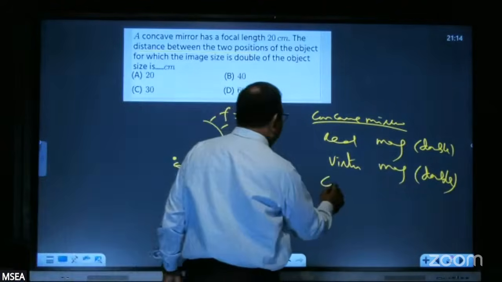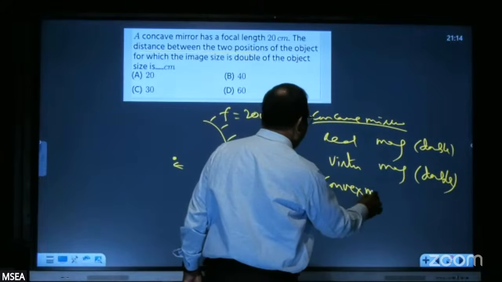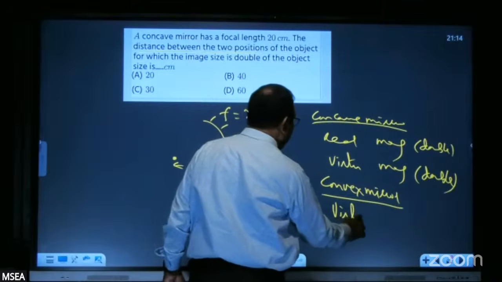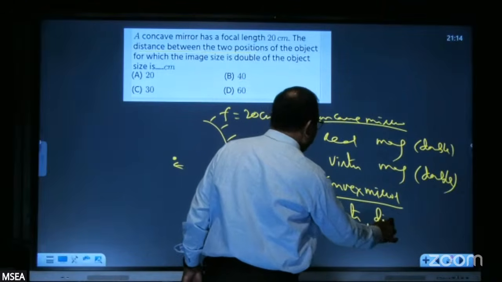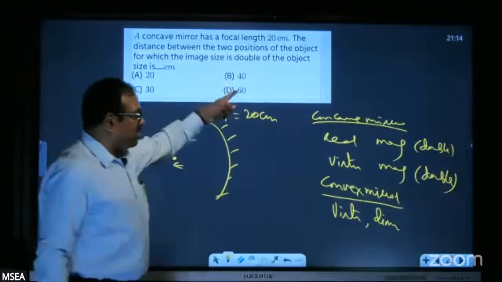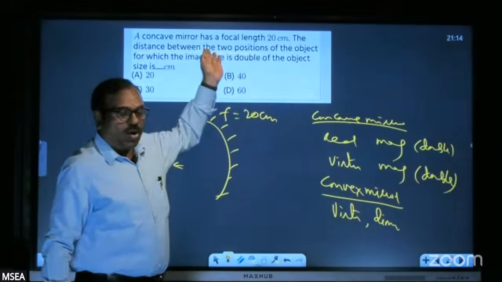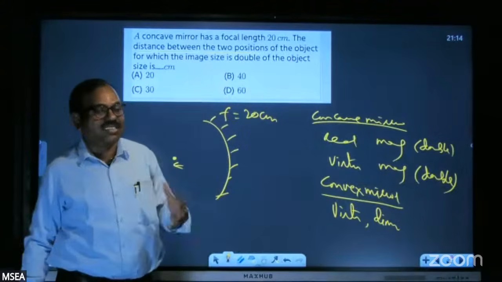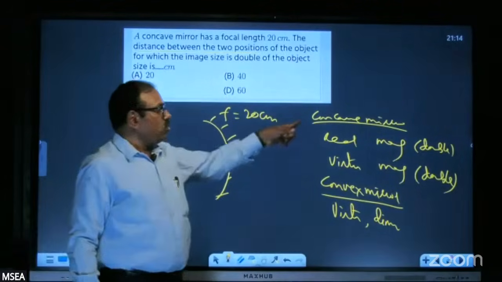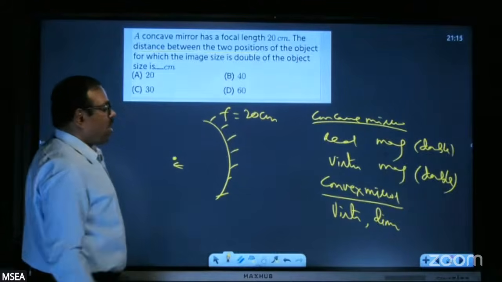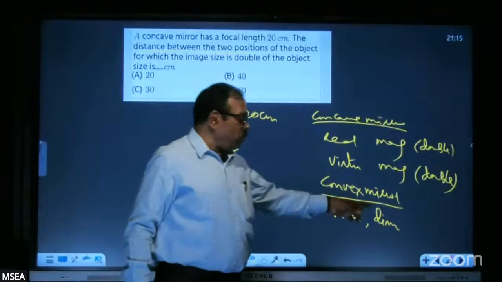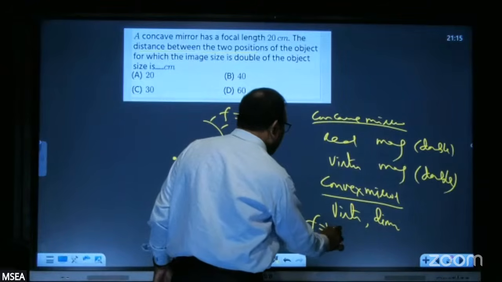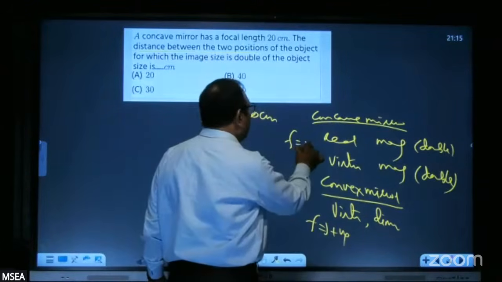But if it is a convex mirror, what are the things you have to remember? A convex mirror gives a virtual image and also a diminished image. So if the mirror is not given, directly we can say that since it is double the size of the object, it is compulsorily a concave mirror. A convex mirror gives virtual, diminished images. Focal length of a concave mirror should be negative.